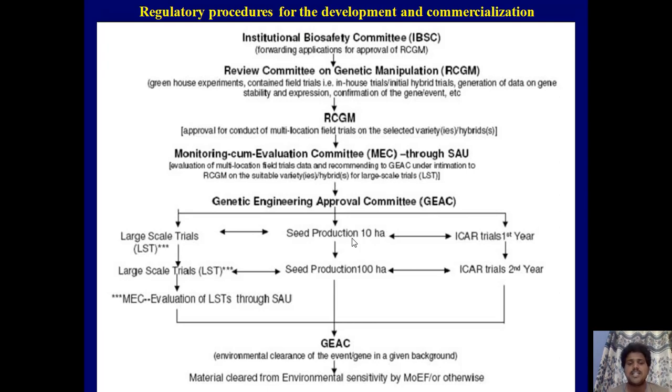Then the material is cleared from environmental sensitivity by the Ministry of Environment and Forests or otherwise. If it is not cleared, it is rejected. So this is how the regulatory procedures for the development and commercialization of genetically modified organisms, especially plants, happen.